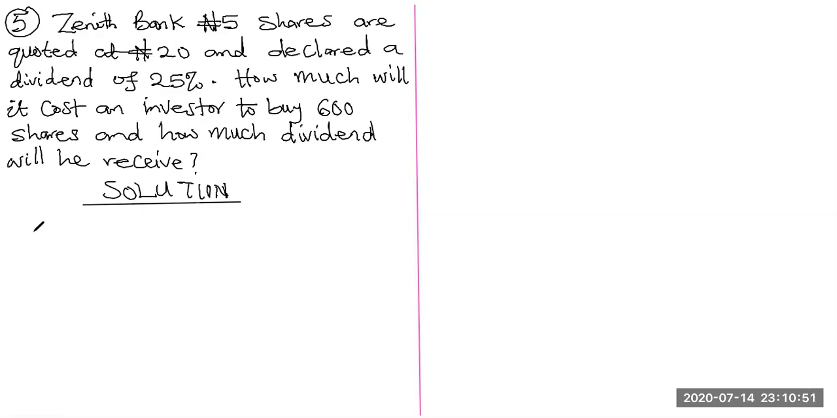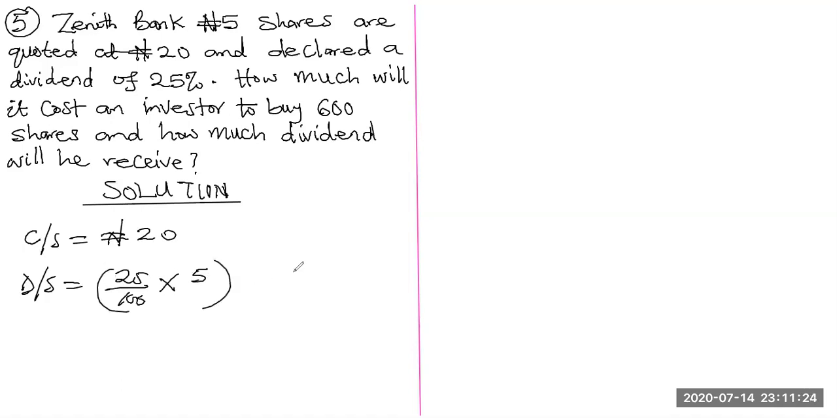So that is what we have here. The cost price per share is how much? Quoted at 20 naira per share. So that is the cost price for one share. Then the dividend per share will give us a percentage of the nominal value. Remember that the nominal value is 5, that is the name of the share. So when we do that, we're going to have 25 over 100 multiplied by the nominal value, which is 5. And of course, the dividend for one share is going to give us 1.25.